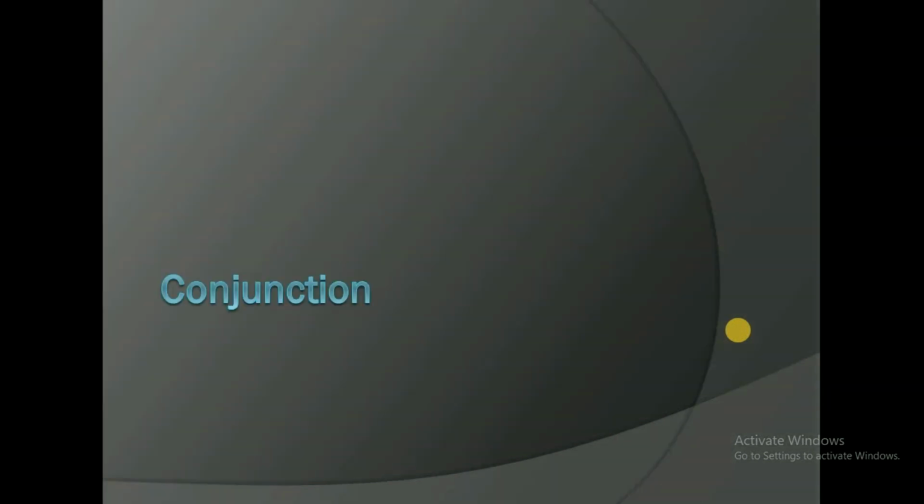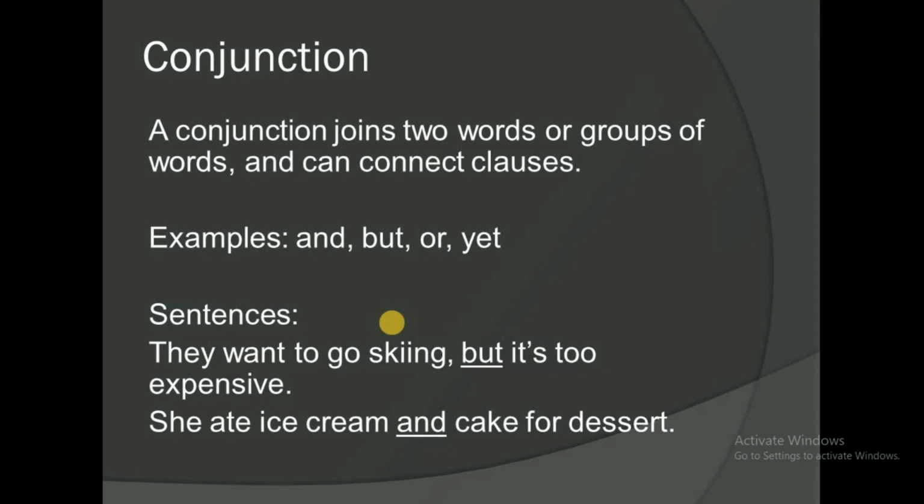Conjunction next. Let's look at this part of the word here, junction. Maybe you know this word. Junction is where two roads meet. Likewise, in language, a conjunction joins two words, two groups of words, two clauses. We can remember it that way. We have words like and, but, or, yet.